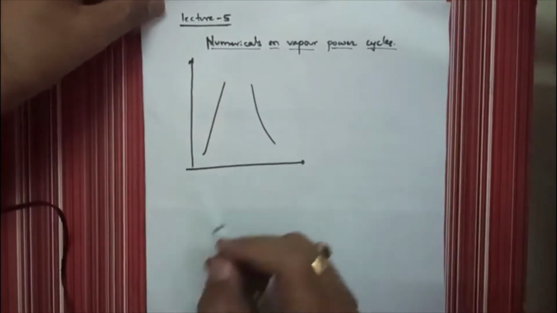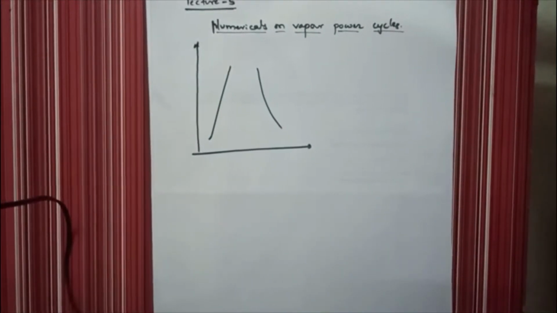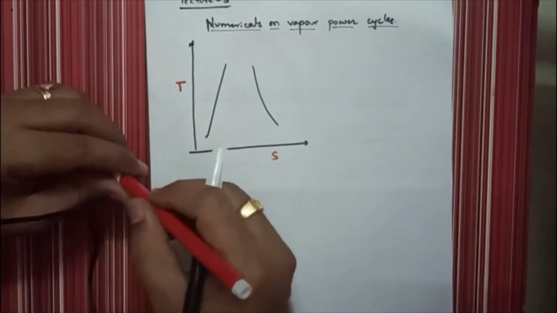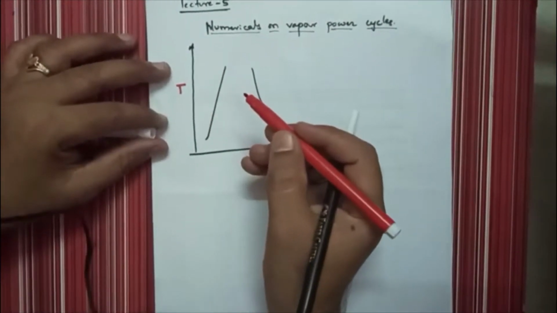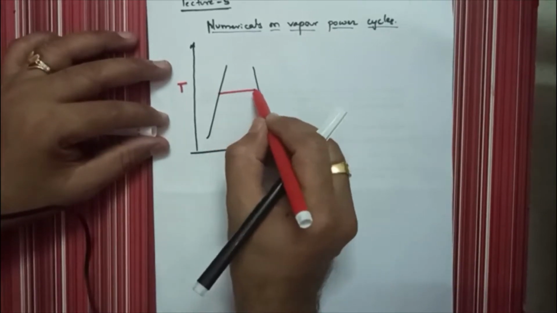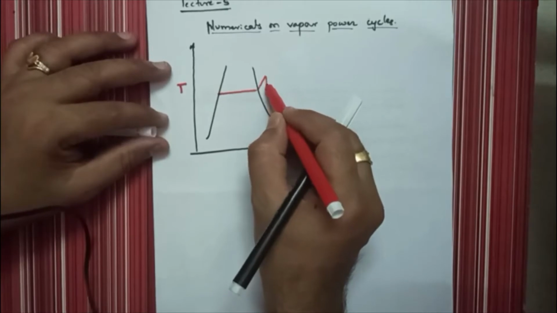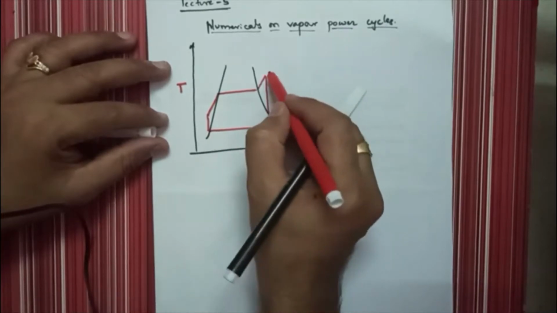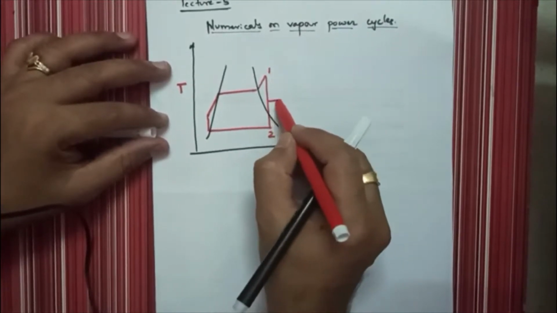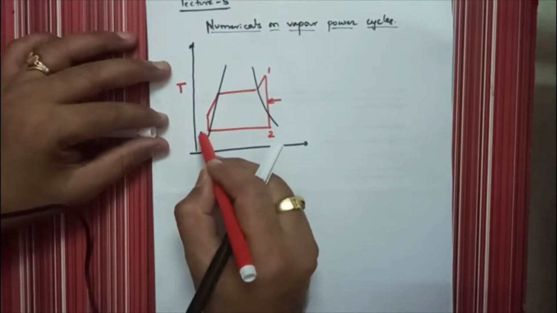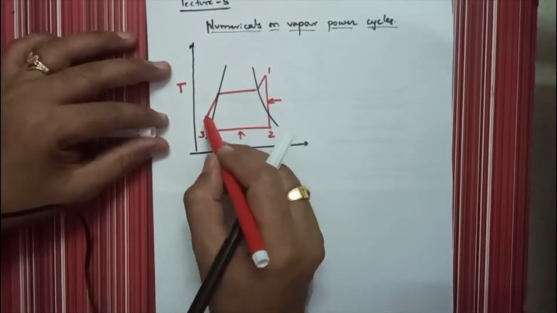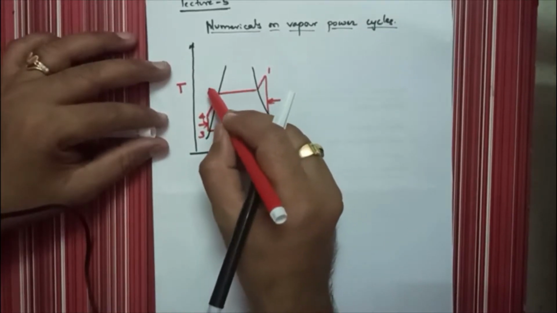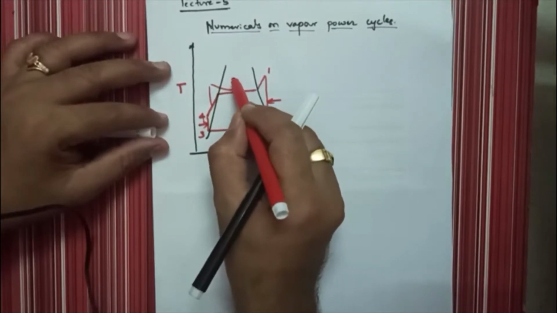So coming back to the topic, I have drawn here the TS diagram of a Rankine cycle. This is T, this is S. Here there are four major components that you studied. I will not take much time to discuss this here. This is one Rankine cycle, and here process number 1 to 2 is the turbine, process number 2 to 3 is the condenser, process number 3 to 4 is the pump, and process number 4 to 1 is the boiler, that is B.